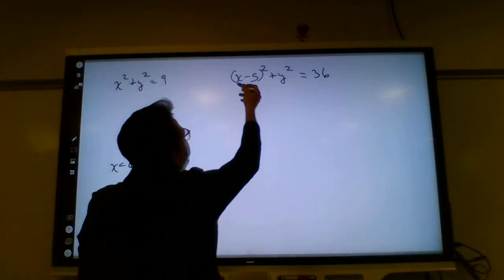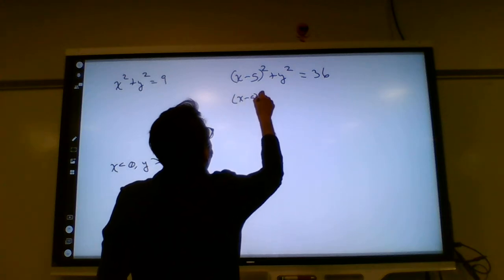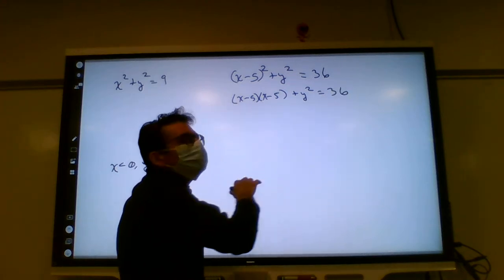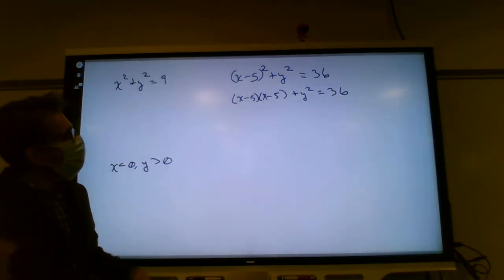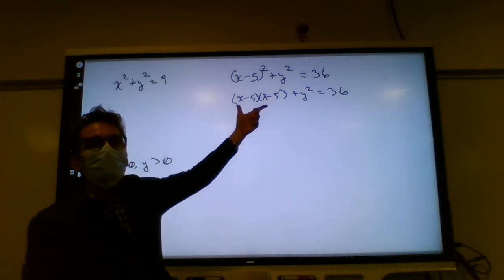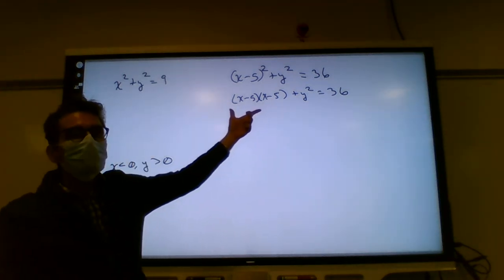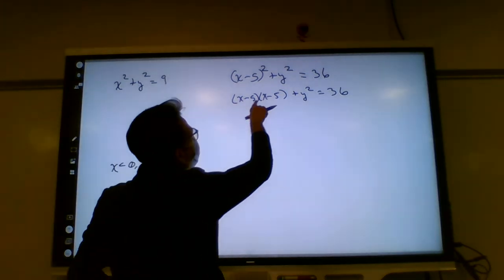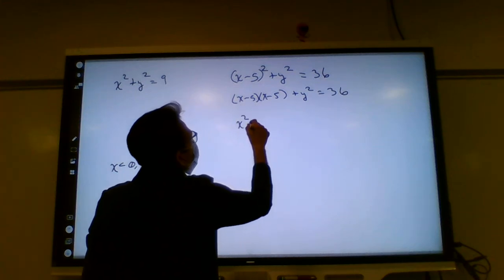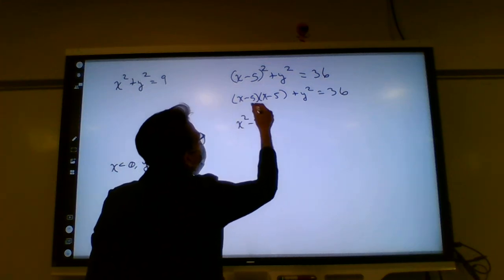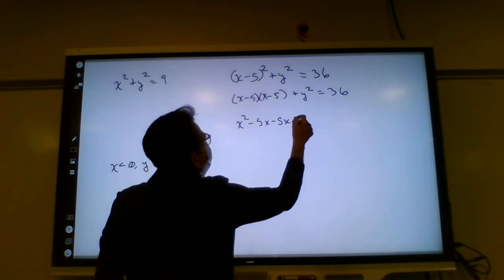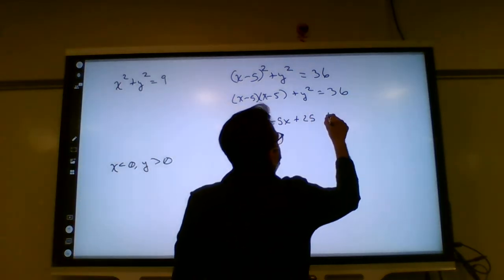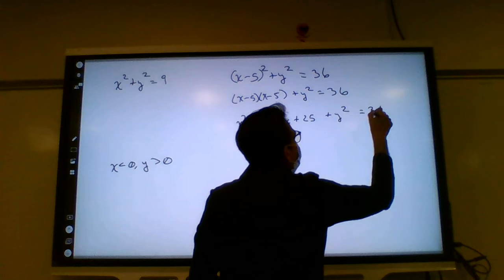Well, let's see. (x minus 5) quantity squared means x minus 5 times x minus 5. So what do we need to do with that left-hand part here? Yeah, we need to distribute, right? We FOIL this. So what do we have? We have x squared minus 5x minus 5x again, and plus 25 plus y squared equals 36.